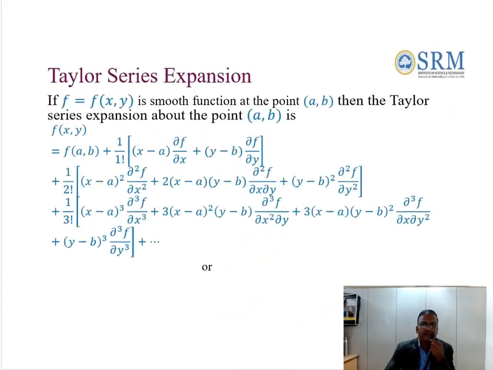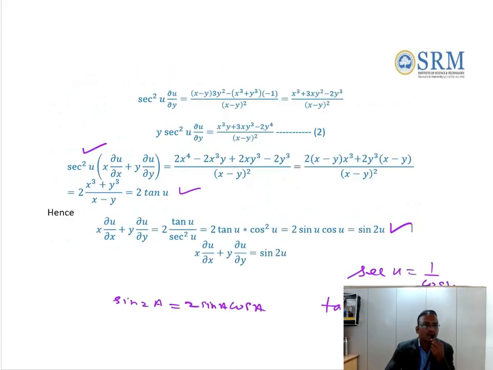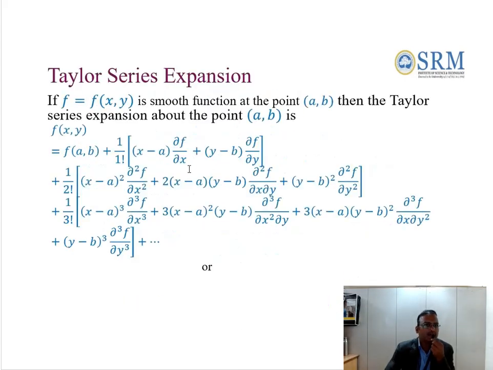Next, let us see the next example. So before that, let us see the definition of Taylor series expansion. If f is a function of the two variables x and y, a smooth function, that means a function which is infinitely differentiable with respect to the variables x and y at the point (a, b). That's what a smooth function is, infinite number of times differentiable.